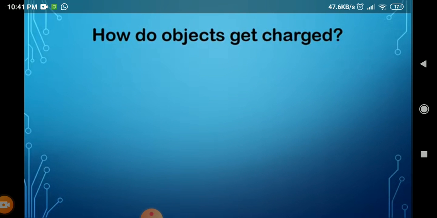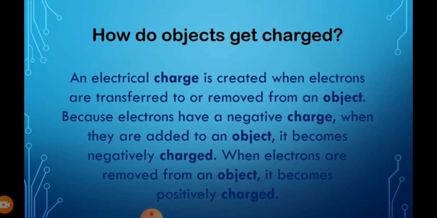How do objects get charged? An electrical charge is created when electrons are transferred to or removed from an object. Because electrons have a negative charge, when they are added to an object, it becomes negatively charged. When electrons are removed from an object, it becomes positively charged.